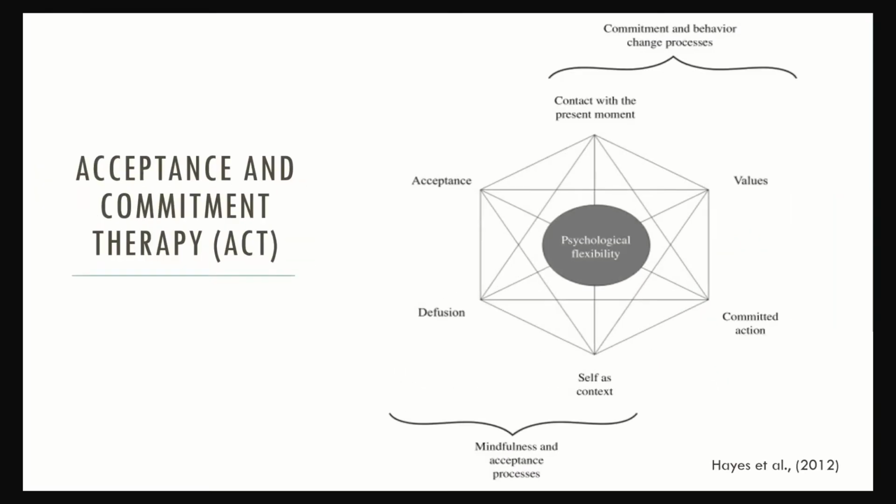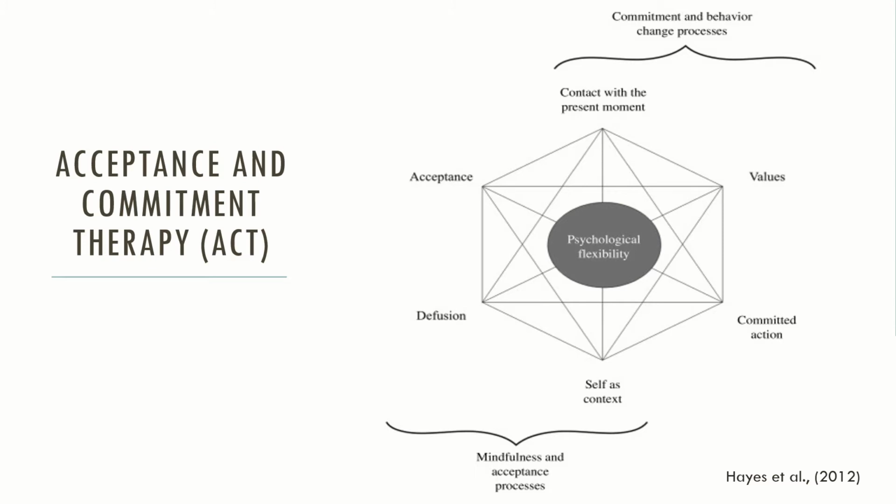So, there is a type of psychotherapy that has a specific model focused on psychological flexibility, and this therapy is called acceptance and commitment therapy, which is a third generation CBT. This model stresses that psychological flexibility depends on six processes that are connected with each other. The first is defusion, the second, acceptance, the third, contact with the present moment, the fourth, values, the fifth, committed action, and the sixth, self as context.